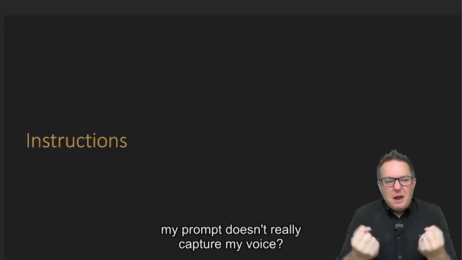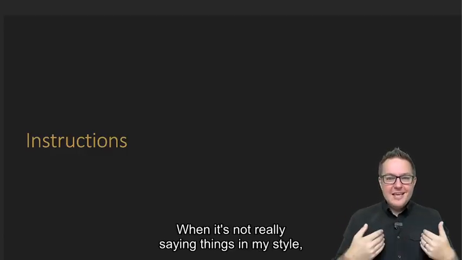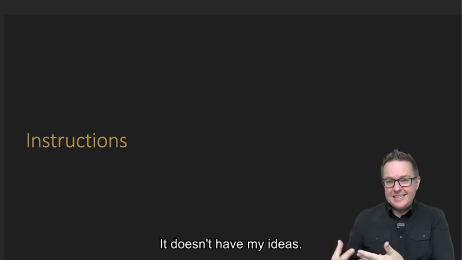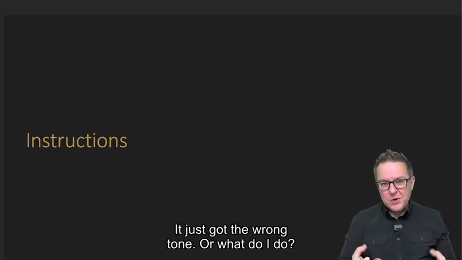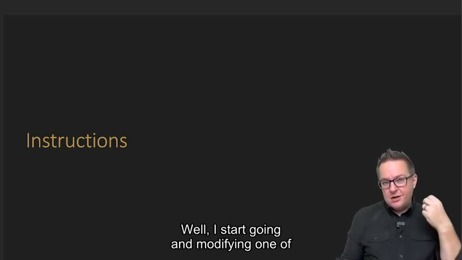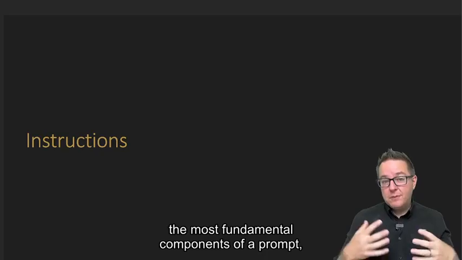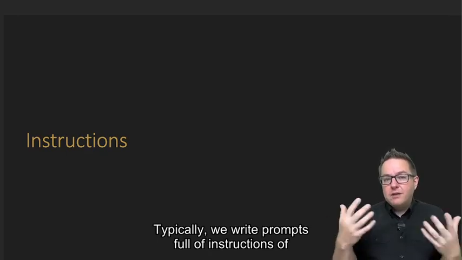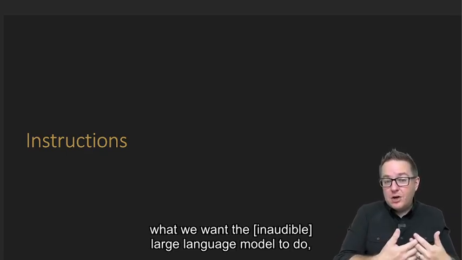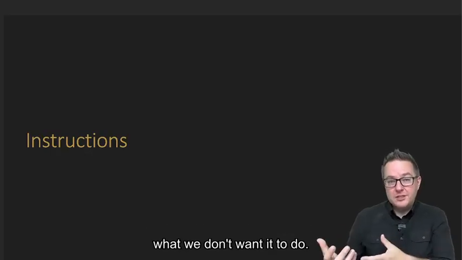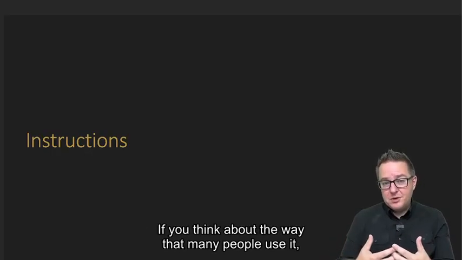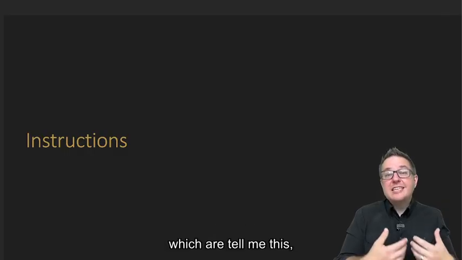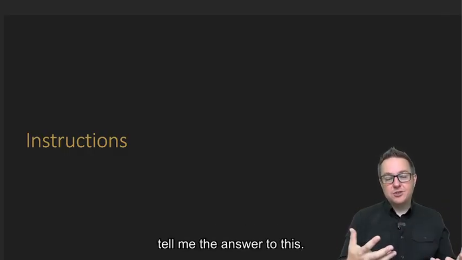So what do I do when my prompt doesn't really capture my voice? When it's not really saying things in my style, it's got the wrong content, it doesn't have my ideas, it just has the wrong tone. Well, what do I do? I start modifying one of the most fundamental components of a prompt, which is the instructions. Typically we write prompts that are full of instructions of what we want the large language model to do, what we don't want it to do. And if you think about the way that many people use it, they use it to ask questions. And questions are essentially an instruction, which are, tell me this, tell me the answer to this.